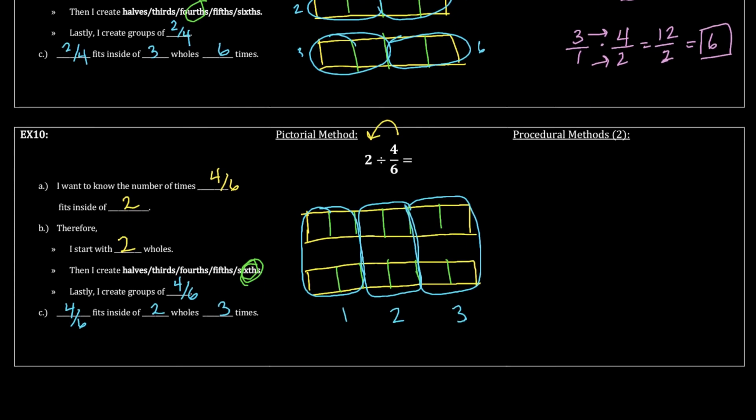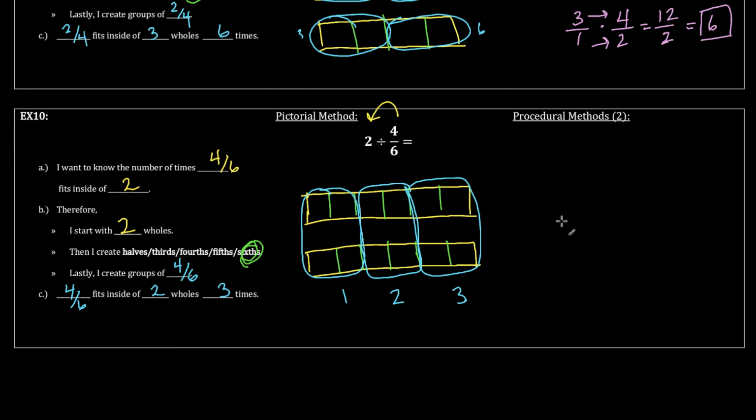Try it again. So 2 divided by 4 sixths. Remember, we're going to keep this, change it, flip this one. So 2 times 6 fourths, but remember we need 2 wholes. 2 times 6 is 12.